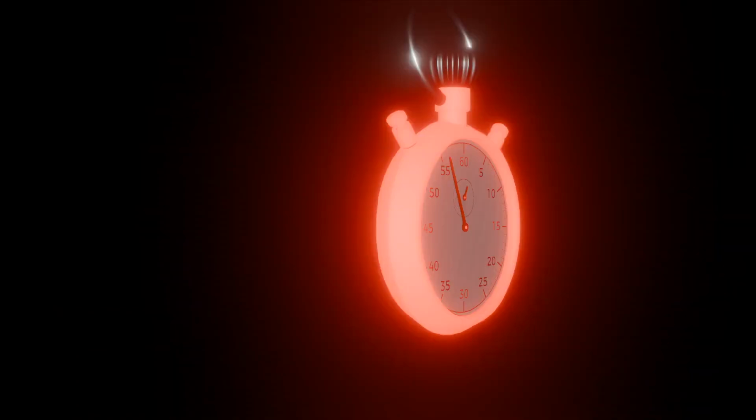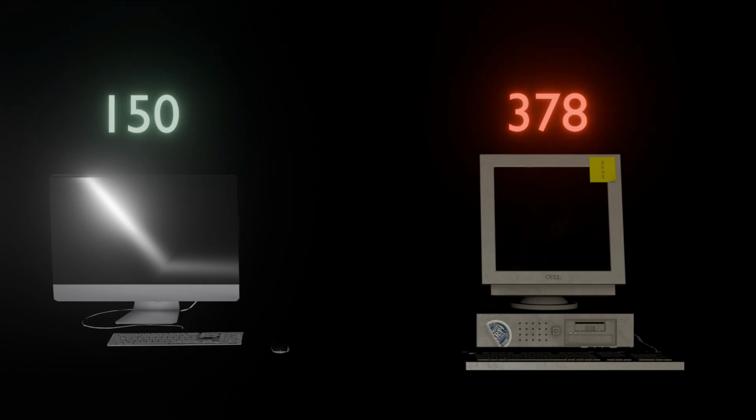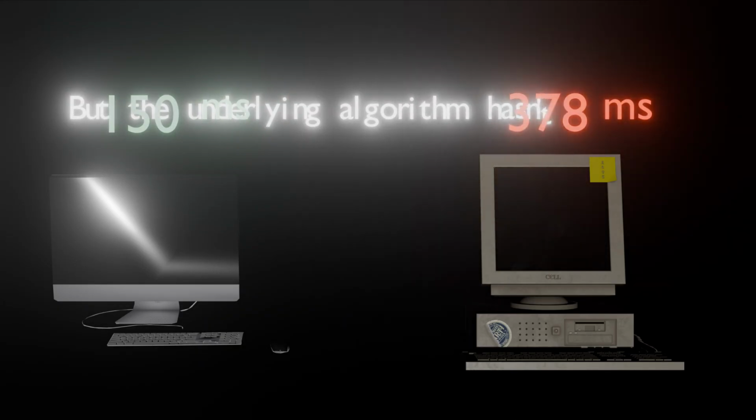Here's a reality check. A standard Python environment can execute roughly 10 million basic operations per second. That sounds incredibly fast. So if we write a program, shouldn't we just measure its speed using a stopwatch? No, stopwatches lie. If you run the exact same code on a supercomputer and a 10-year-old computer, the stopwatch gives you two different times, but the underlying algorithm hasn't changed.